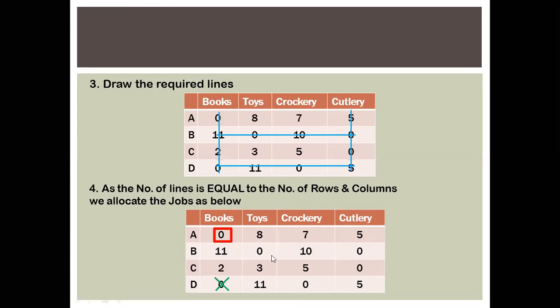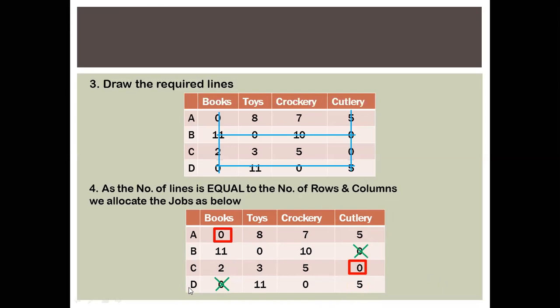In row B, we have two zeros. So for the time being, we will not allocate any jobs over there. We will leave that row. We will move forward to row C. Again, class, you saw that there is only one zero. So I will first put a box over there. When I put a box in that row, all the zeros of that column will get cancelled like this.